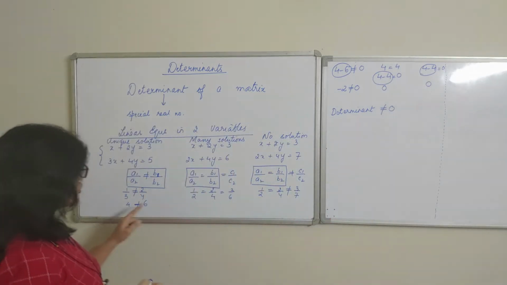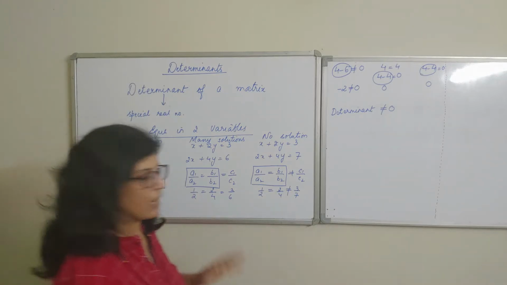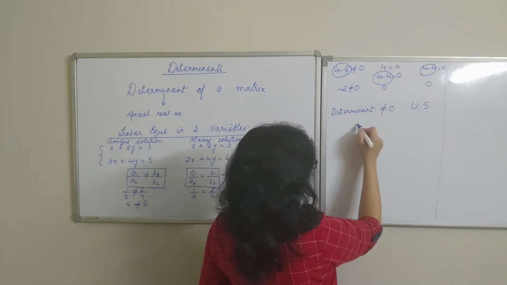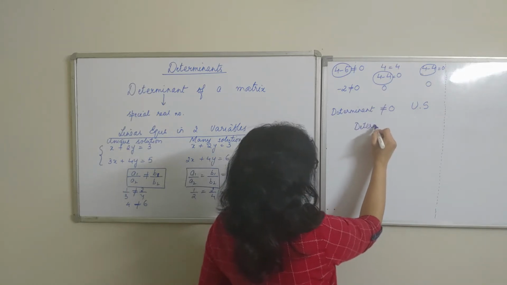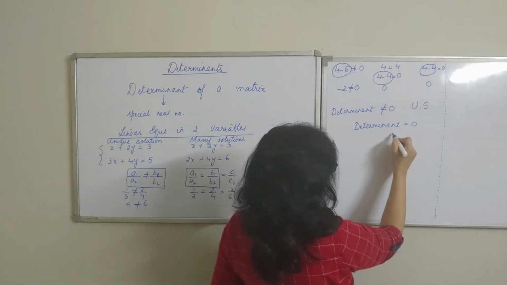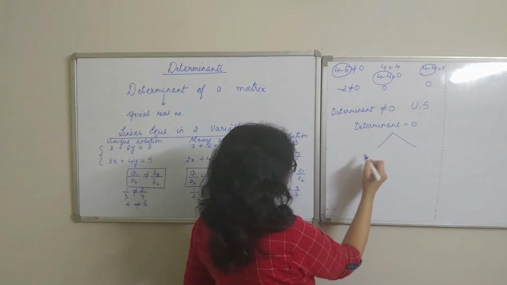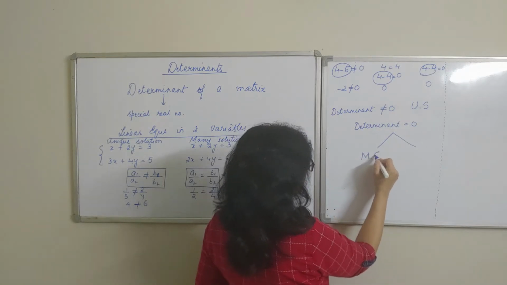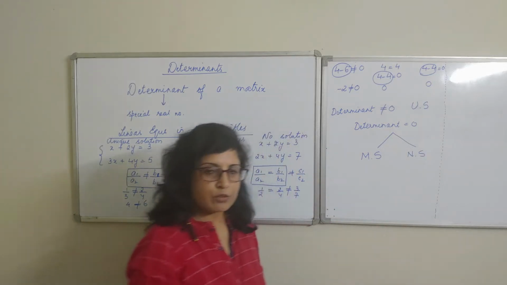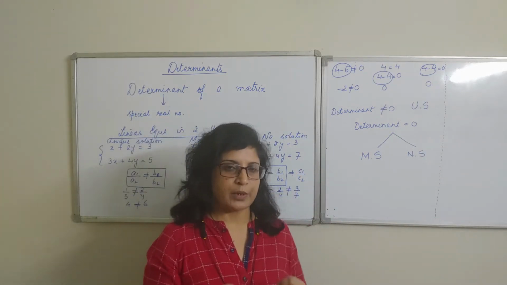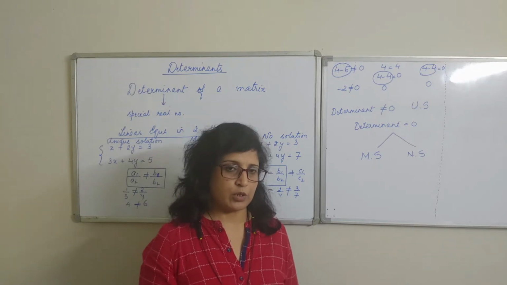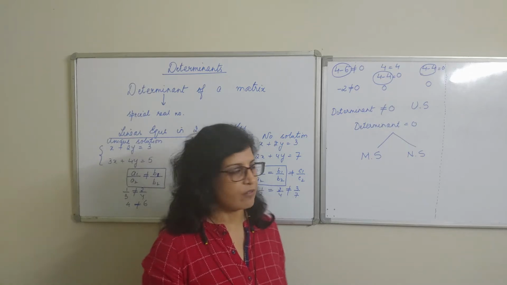If the determinant is not 0, a set of linear equations will have a unique solution. In the second case, the determinant comes out to be equal to 0. In the third case also, it is 0. So here we have two situations. A set of linear equations may have many solutions or may have no solution at all. So this is how we get to know that we have a special real number, which tells us what kind of solution a pair of linear equations will have.